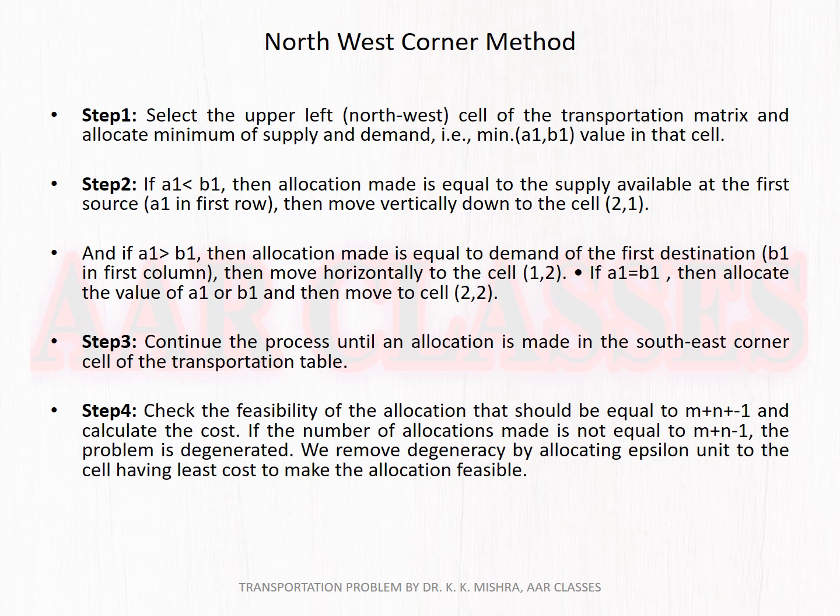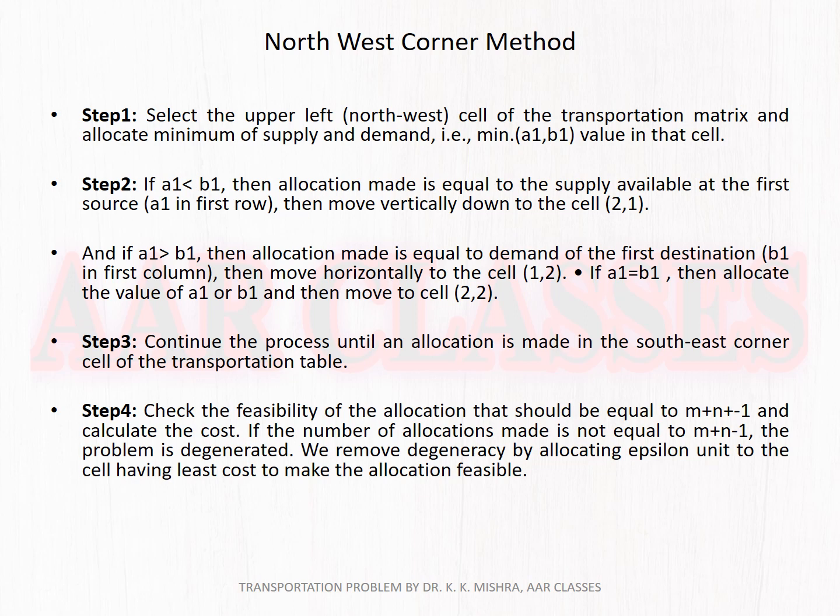Having done it, don't forget to come to step 4. Check the feasibility of the allocation itself, that should be equal to m plus n minus 1, and calculate the cost, where m is the number of rows and n the number of columns. If the number of allocations made is not equal to m plus n minus 1, the problem becomes degenerate. We remove degeneracy by allocating epsilon unit to the cell having least cost to make the allocation feasible.